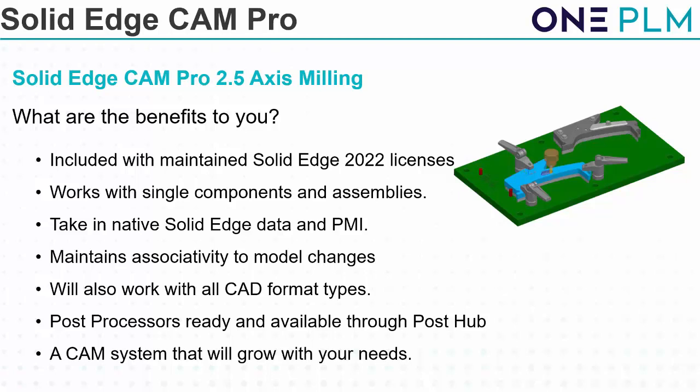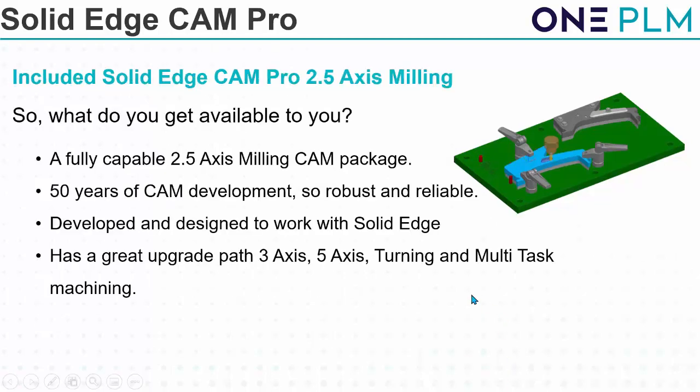If you are getting files from other sources as well, it does work with all the sort of CAD format types. And there is a library of post processors ready and available through the Post Hub. I won't talk too much on that because Andy's going to take us through that in his demonstration. And then finally, this is the 2.5 axis milling package, but there is the ability to grow this with the needs of the business. There are other modules available.